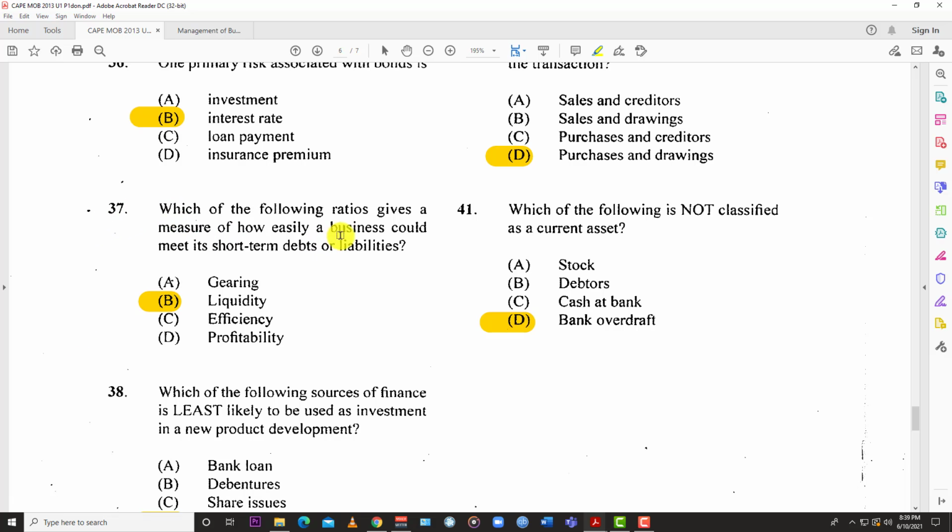37. Which of the following ratios gives a measure of how easily a business could meet its short-term debt or liability? And so you have the answer here being B. Why is it B? Because liquidity would tell you how soon the business can turn certain assets into cash. And here, if you have a lot of liquid assets, then you can easily get the cash to pay whatever debt you might have in the short term.